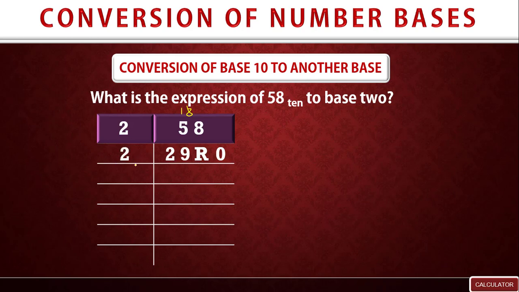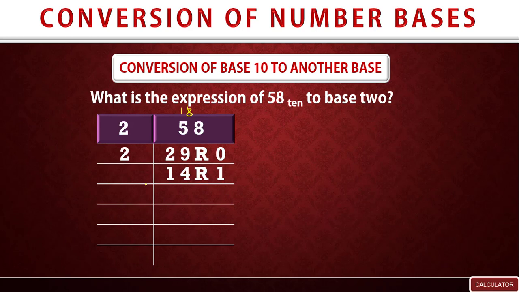So 2 in the first digit that we have here is 2. 2 in 2, that will give us 1. And 2 in 9, 2 will go in 9 4 times, remainder 1. So you know 2 times 4 will give us 8. So 9 minus 8, that will give us 1 as a remainder.